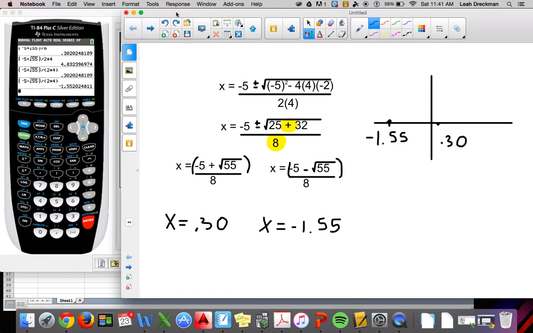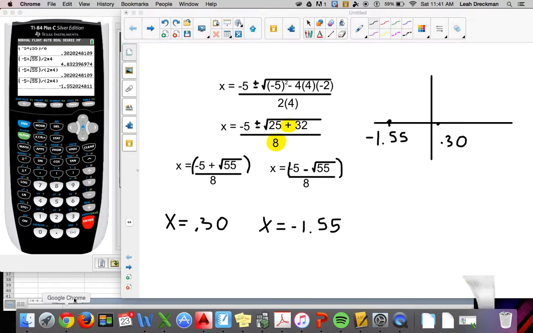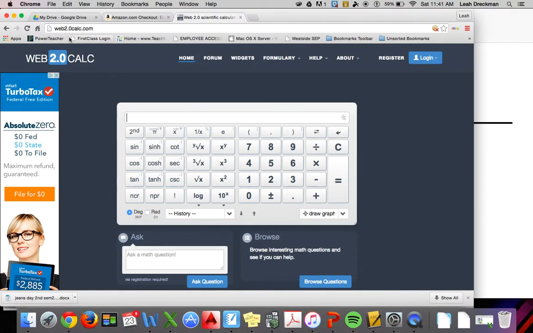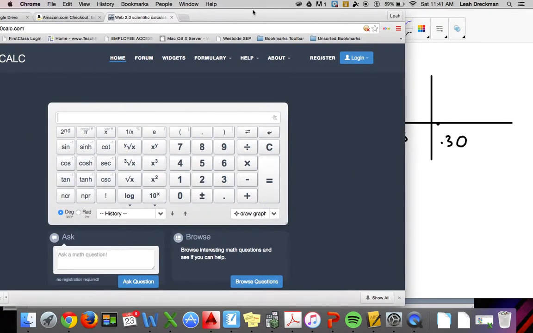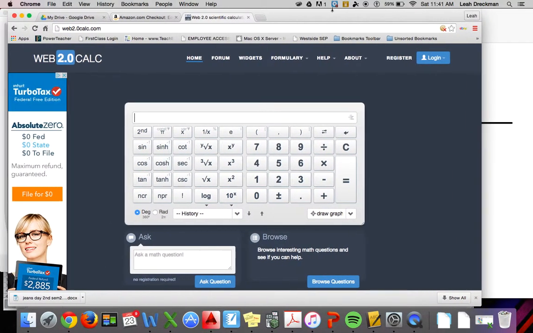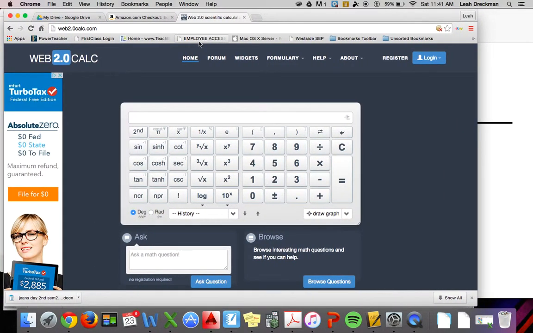Okay. At this time, go ahead and pause the video if you need to, and I want you to open up the website that I wrote down the other day. It's web2.calc.com. So again, pause it to get this loaded, and I'll show you how to type this in. You might have to rearrange your screen so you can see my recording at the same time you're typing this into the website.